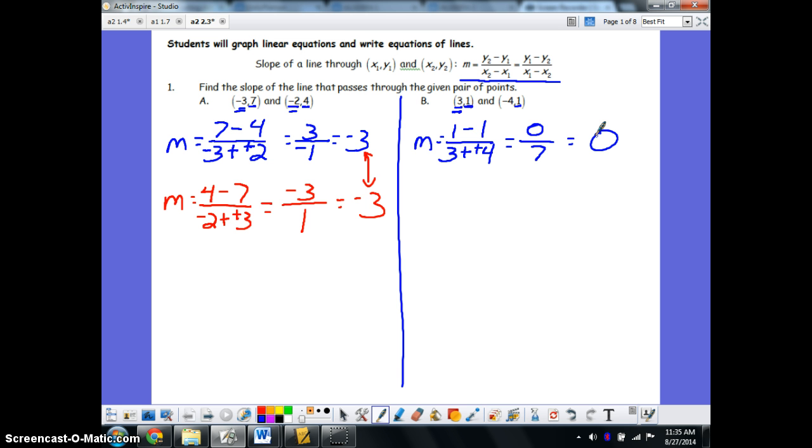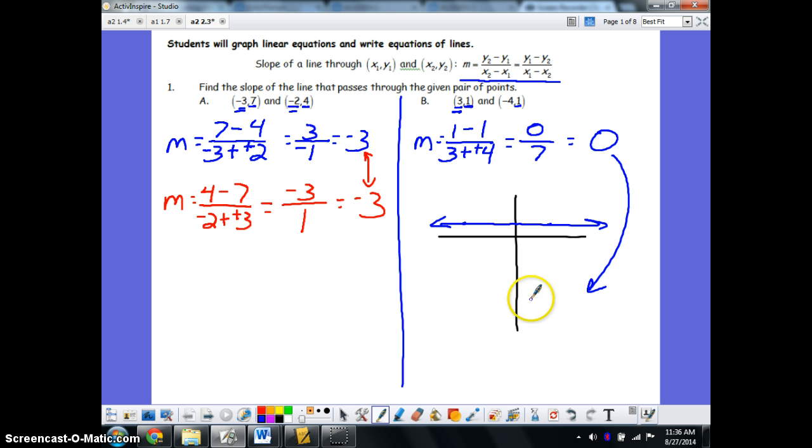And 0 divided by anything is a slope of 0. Well, what does a slope of 0 mean? Now, a lot of you remember from Algebra 1 that a positive slope means a line goes up and to the right. Negative slope means a line goes down and to the right. But slope of 0, if we take a quick look at the line through these 2 points, if I would just sketch the point 3, 1, and -4, 1, and sketch that line, I would see that that is a horizontal line. So a slope of 0 means that the line through those 2 points is horizontal.